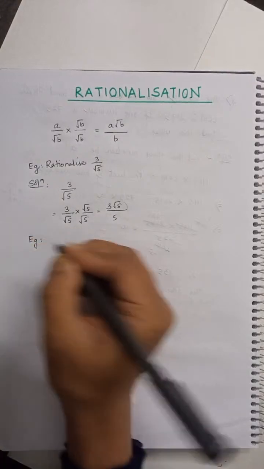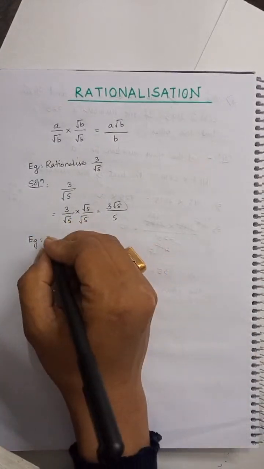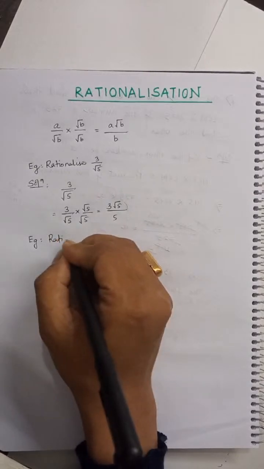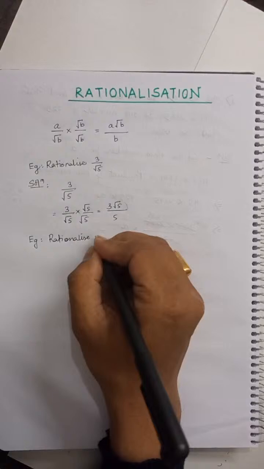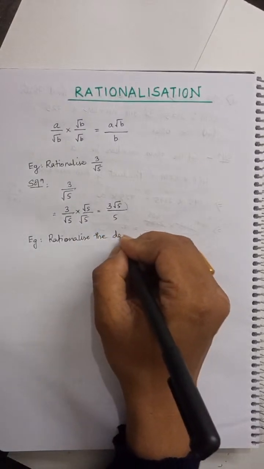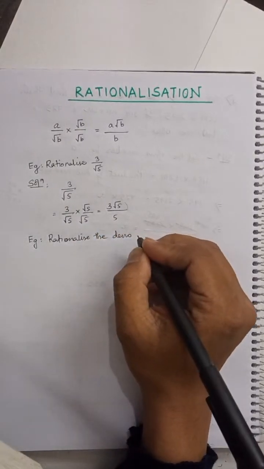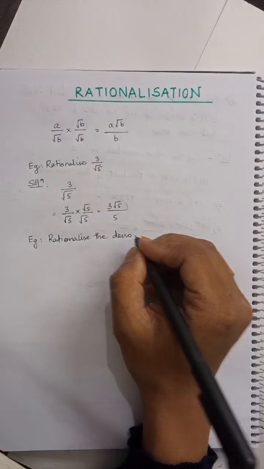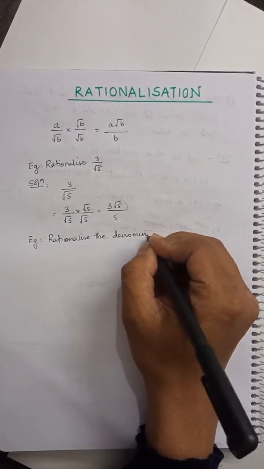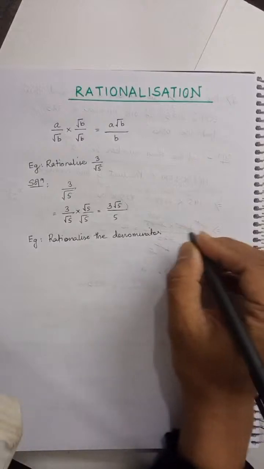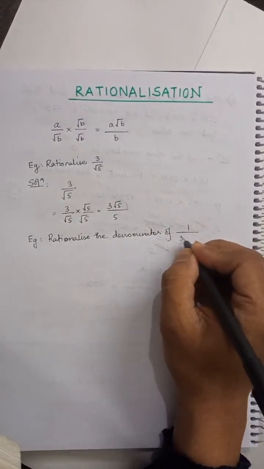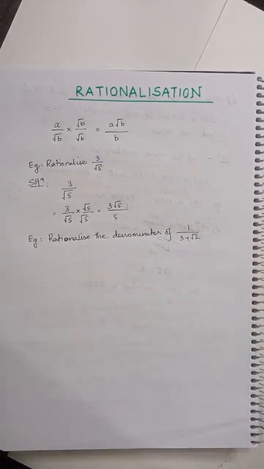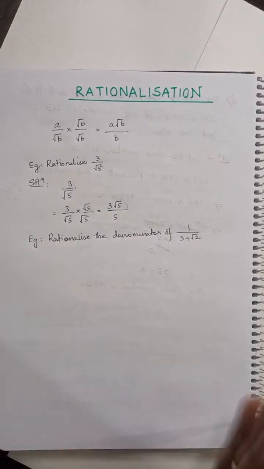Let me write the full question, that will be better. Rationalize the denominator of 1 by 3 plus root over 2, or 2 under root, whichever way you want to say.